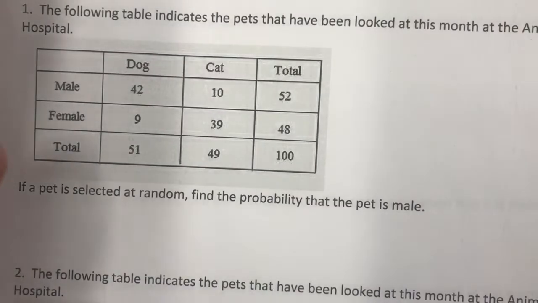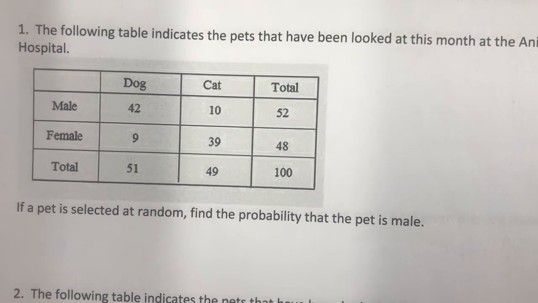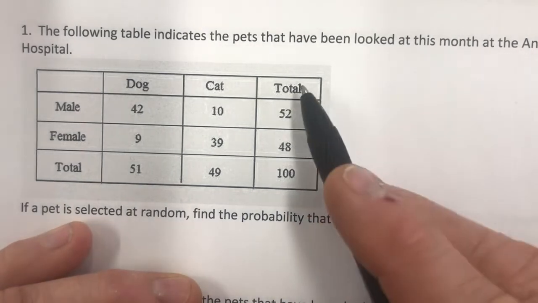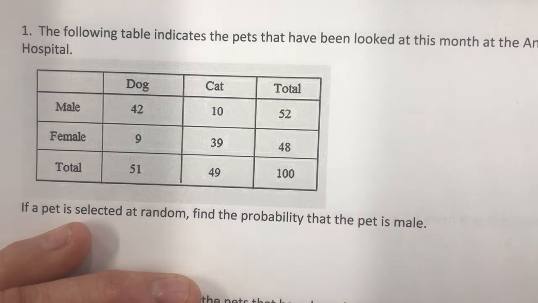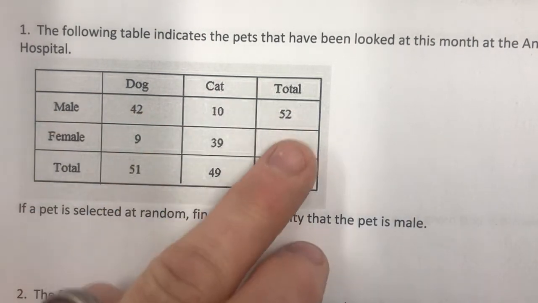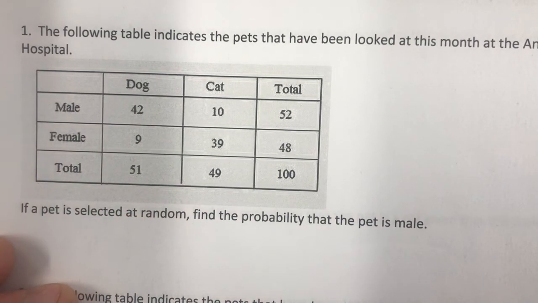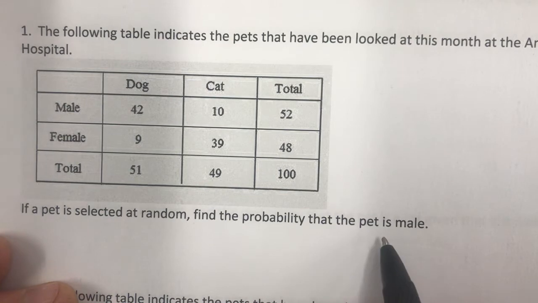Here, I'll just go to this first problem, and maybe this might make sense as we do it this way. The following table indicates the pets that have been looked at this month at the animal hospital. You can see there's male and female and dogs and cats, and here are the totals out on the sides. If a pet is selected at random, find the probability that the pet is male.